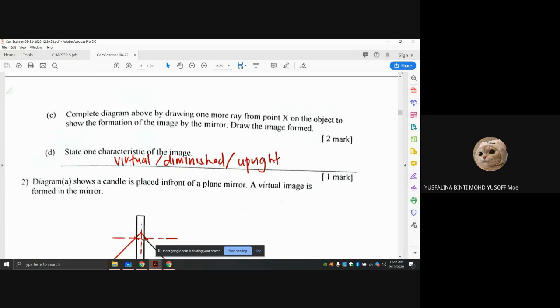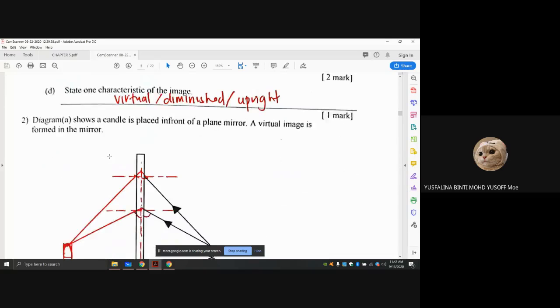Because if you give more, it means you want the teachers to choose for you which one is the correct answer. So cannot. If the question says one, only give one. If they want two, then give two. So just follow the instruction.